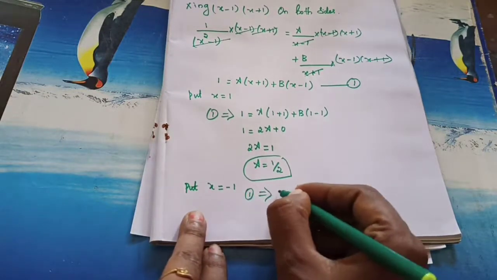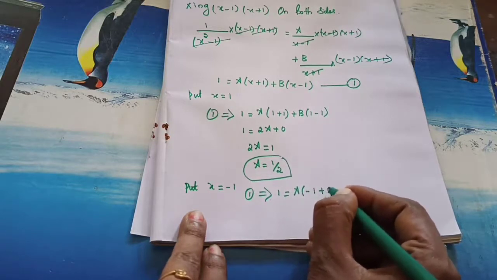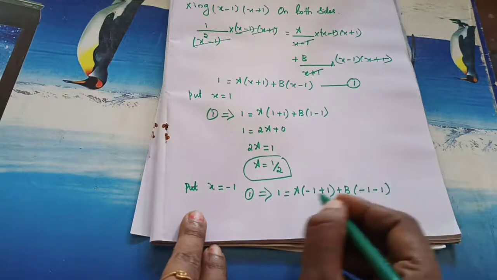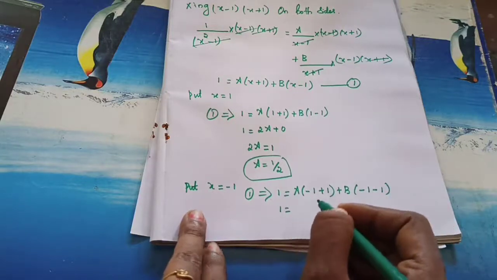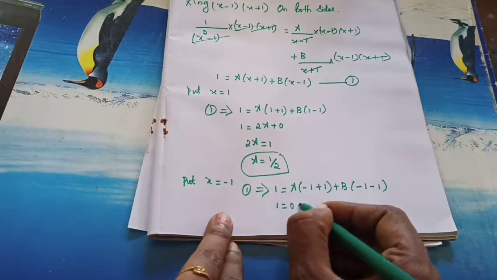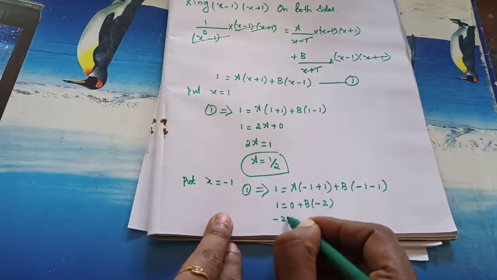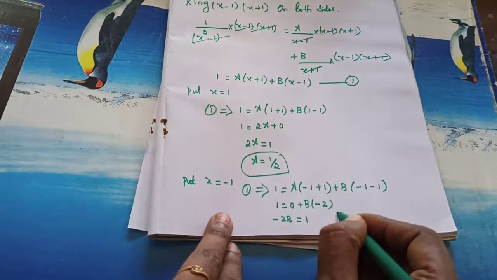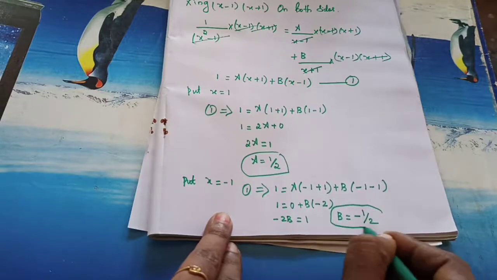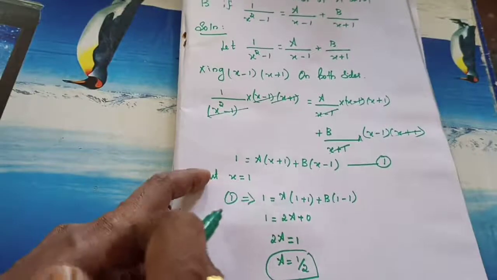So what will happen? 1 is equal to a into minus 1 plus 1, plus b into minus 1 minus 1. Okay. So 1 is equal to a into this one, means 0, plus b into minus 1 minus 1, means minus 2. So minus 2b is equal to 1. So b is equal to how much will you get? Minus 1 by 2.